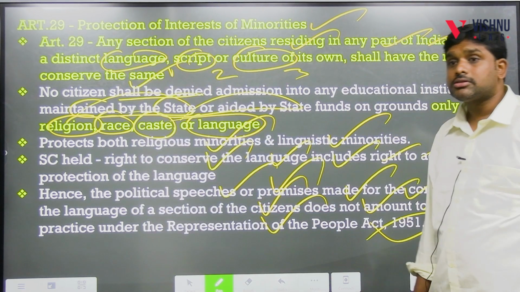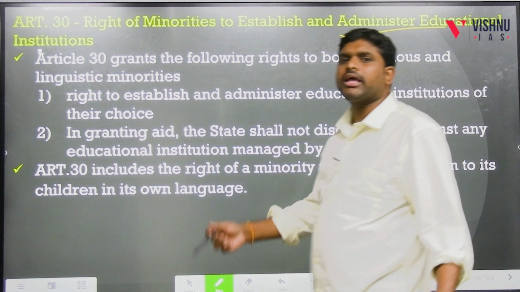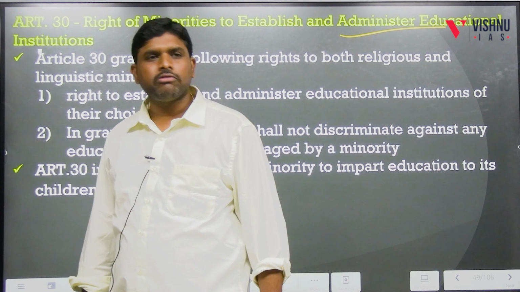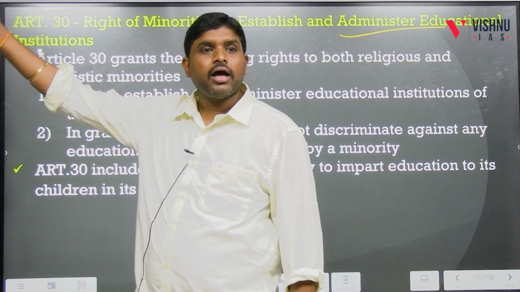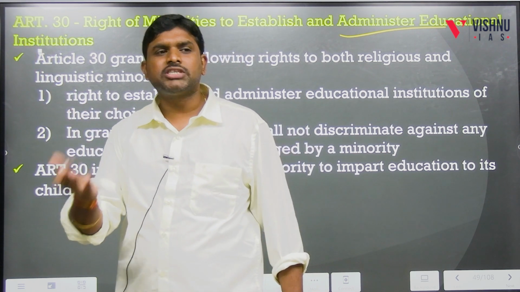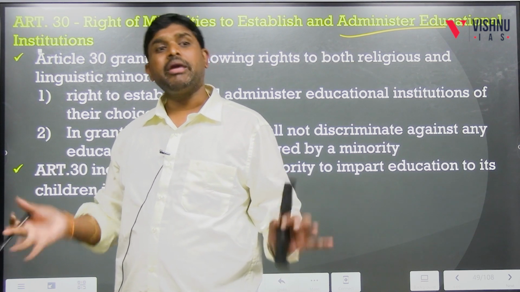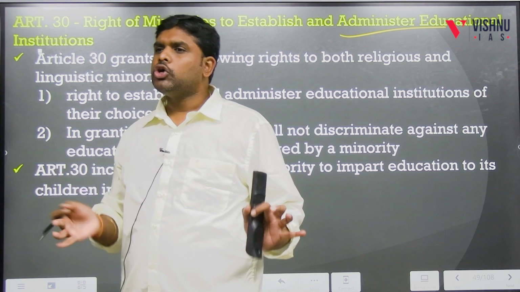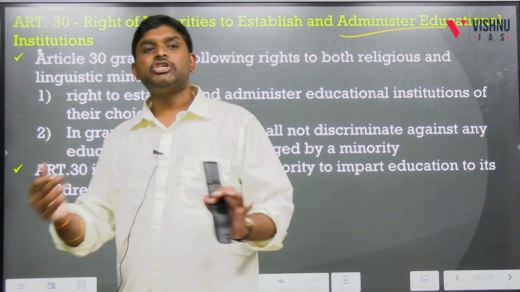Hence the political speeches. Article 30, right of minorities to establish and administer educational institutions, like Jamia Millia Islamia University in Delhi, Maulana Azad National Urdu University at Gachibowli, Hyderabad, Christian College, Chennai, Banaras Hindu University in Banaras. So every religion, mainly minorities, have the right to protect, administer and conserve their religion through their educational institutions.